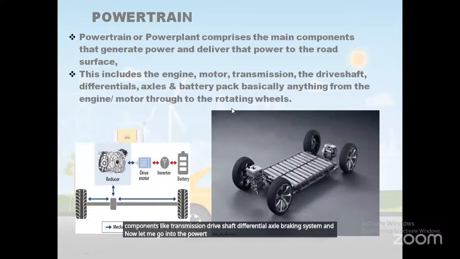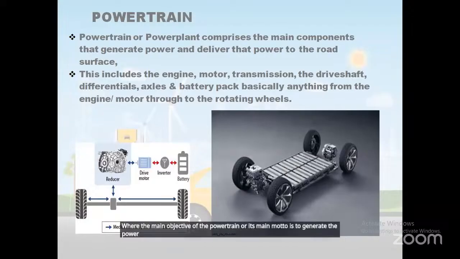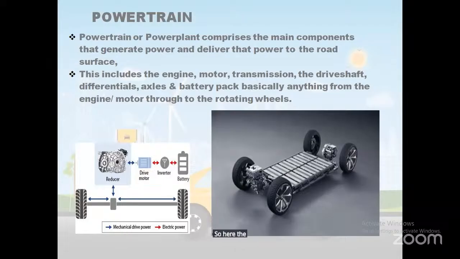The powertrain is called the power plant of the vehicle, where the main objective or main motto of the powertrain is to generate the power and deliver that power towards the road. Okay. Delivering the power to the road means delivering the power to the wheels. So the work of the powertrain is to generate the power and to deliver the power.